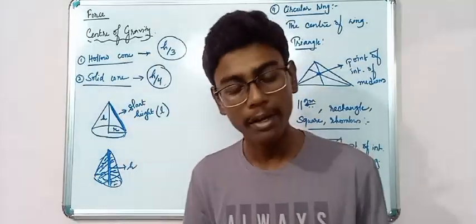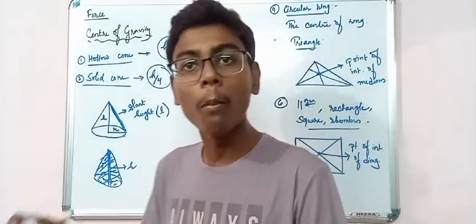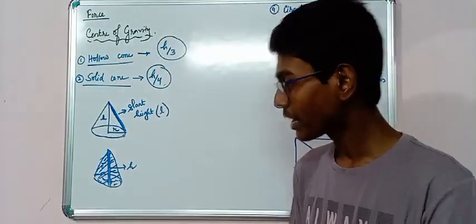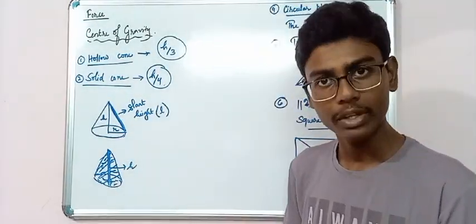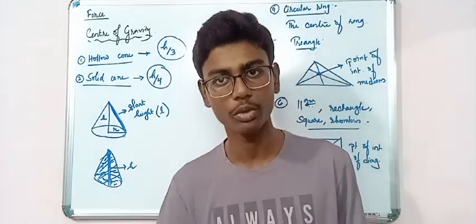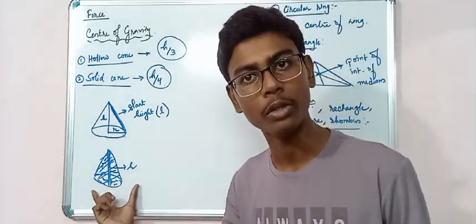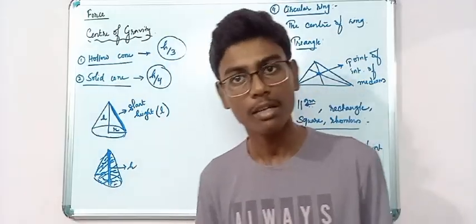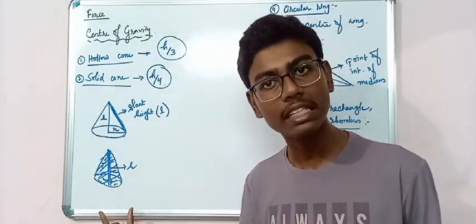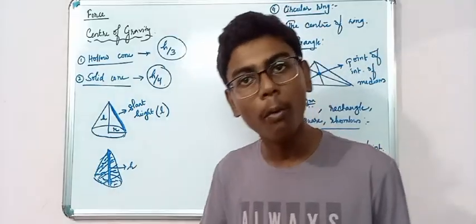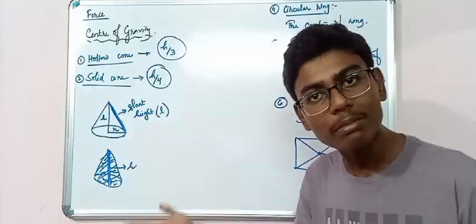Now you will ask me why? Because when we talk about solid cone, more mass is concentrated at the bottom. Just think about the volume. The volume is more at the bottom, so there is more mass, right? The shape is like this, so automatically the bottom portion carries more mass. So the center of gravity comes down.